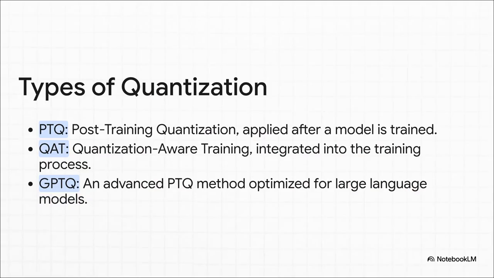Now, you've got a couple ways to do this. You can do it after a model is already fully trained. That's called post-training quantization, or PTQ for short. Or you can actually build quantization right into the training process. But today, we're going to focus on a really powerful and popular PTQ method called GPTQ, because it's specifically designed to shrink these giant models while keeping their accuracy incredibly high.